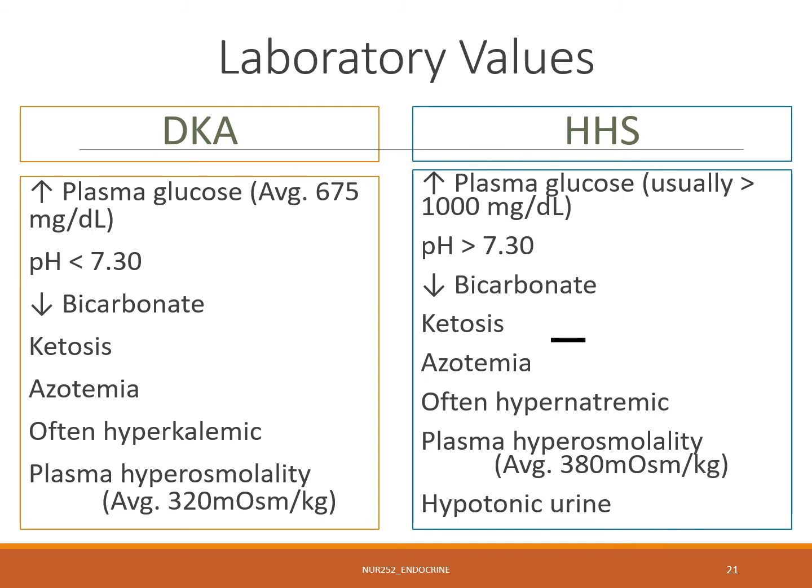In HHS, the lab results are similar to those in DKA, but with 4 major differences. 1, the serum glucose concentration is significantly more elevated, so usually greater than 600. 2, the plasma osmolality is higher. 3, the acidosis is not present or very mild compared with DKA, and ketosis is usually absent or mild. 4, azotemia, which is high levels of nitrogen-containing compounds in the blood, so urea and creatinine.